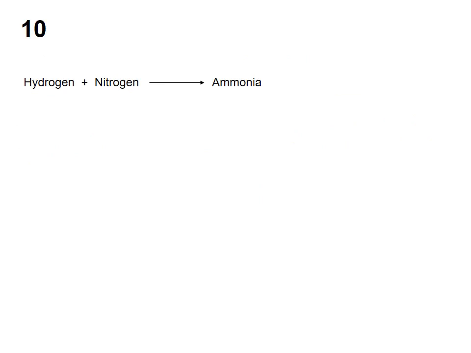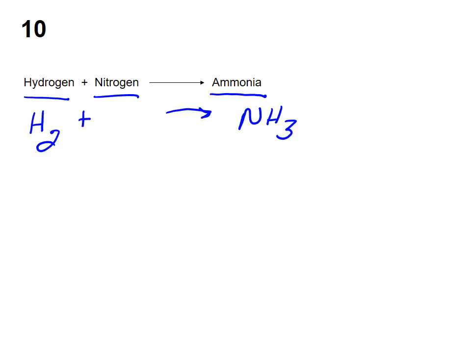The last one we got here, we have hydrogen element, nitrogen element, and ammonia, which is a compound, and it's a strange one, and I'm going to give it to you. It's NH3. Ammonium is NH4, but ammonia is NH3. So you want to add that to your list. Hydrogen is H, but it's diatomic, so it's H2. Nitrogen is N, but it's diatomic, so it's N2. Okay, so it has to be written this way.